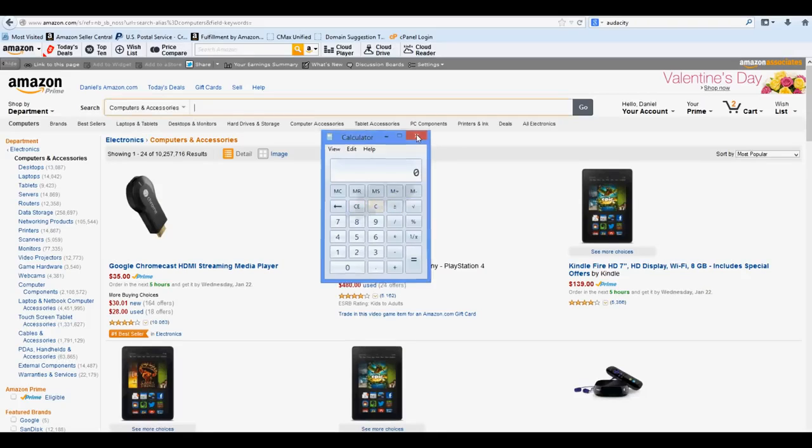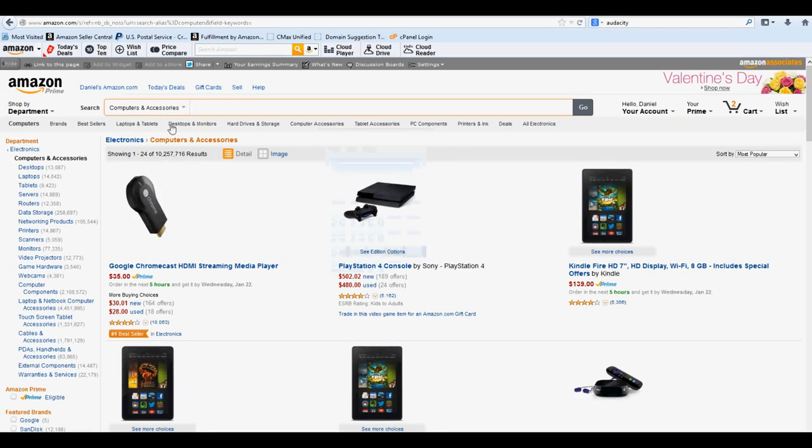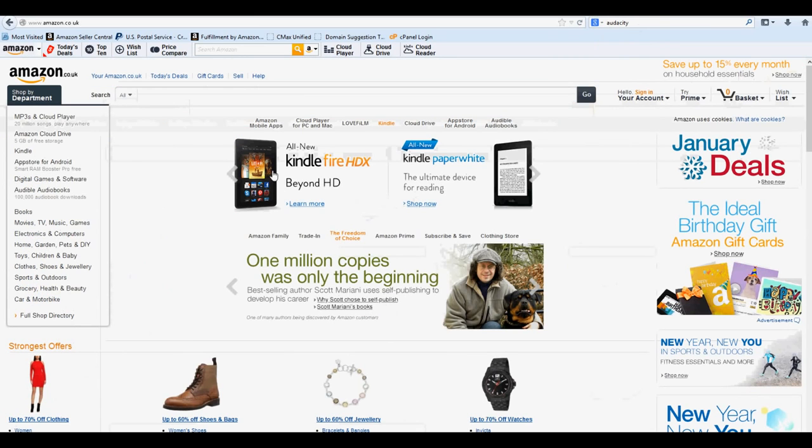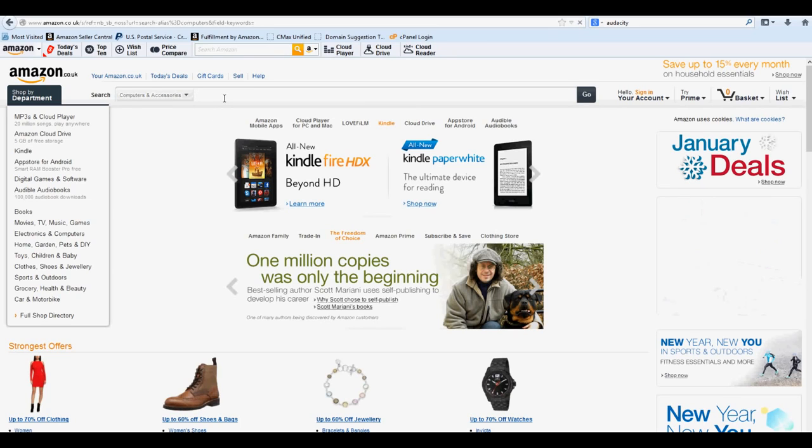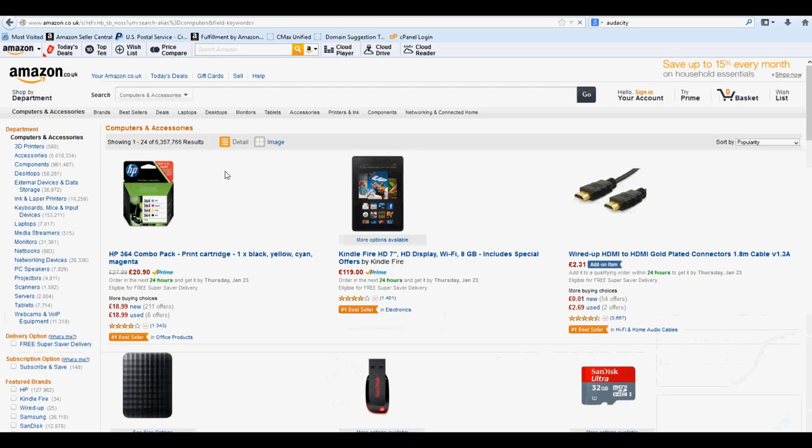Okay, now 10 million in computers and accessories on Amazon.com. Let's go over to the UK site and select computers and accessories. Hit enter, and you'll find there are 6 million, so almost half as much, a little more than half as much on the UK site.